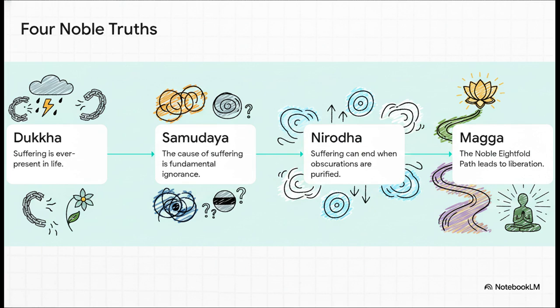Second is samudaya, the cause. What's causing this suffering? Well, it's our craving and fundamental ignorance, our mistaken belief that things are permanent. Third is nirodha, the prognosis. The really good news here is that the end of suffering is absolutely possible. And fourth is magga, the prescribed treatment, which is the actual path to enlightenment.